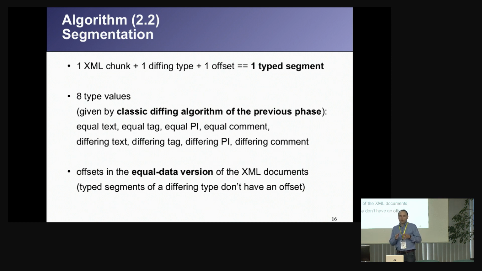Now the offset we want to associate with each typed segment is the offset in the equal data version of the XML documents. This is the part of the XML document that is common, that is equal between the documents, with all differing data removed. If you have an offset in this version of the documents, you can immediately align the equal data part of the document. It also means that the typed segments of a differing type don't have an offset.